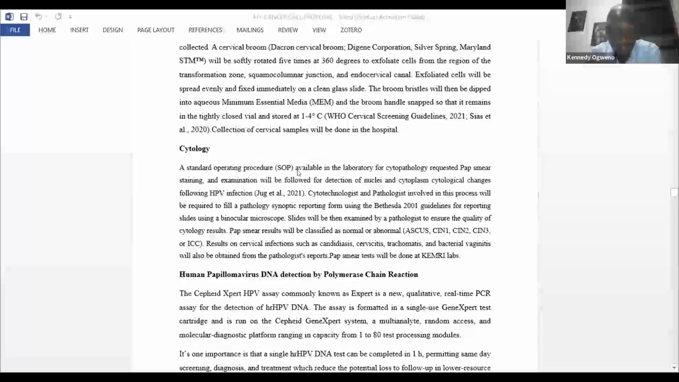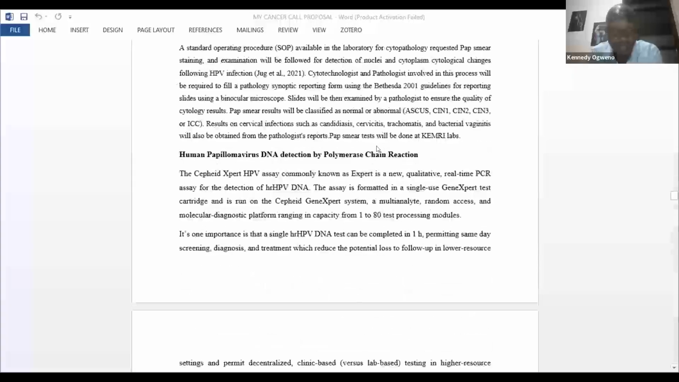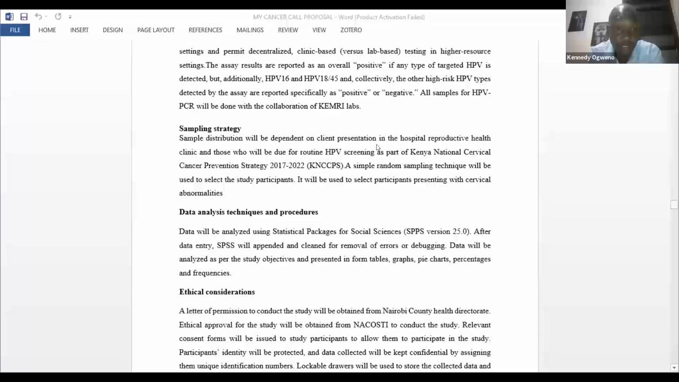So cytology, in health, we have cytology. These are some of the tests that are done for diagnosing of cancer issues, okay? Or if you want to do HPV, then of course, HPV DNA detection by PCR methods, sampling strategies. So how are you going to do sampling? The N that you got, how are you going to sample them?